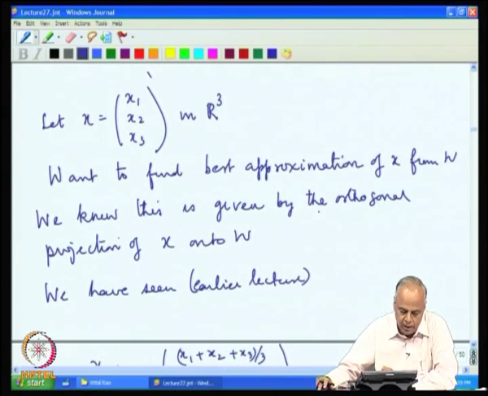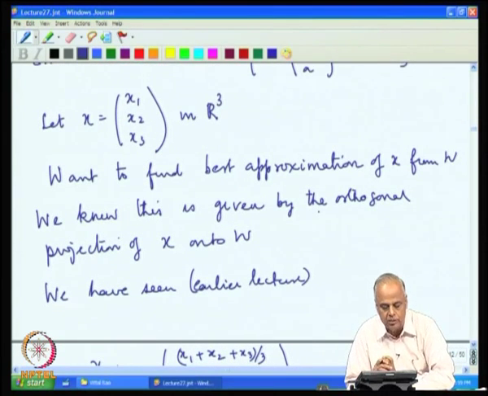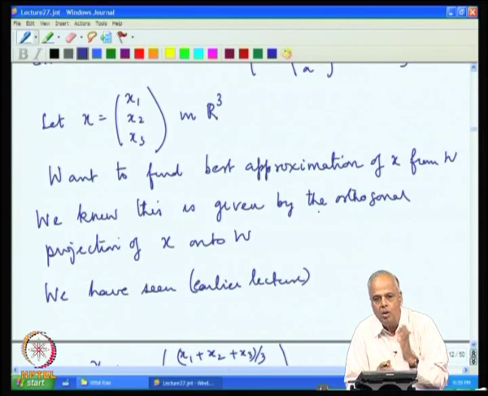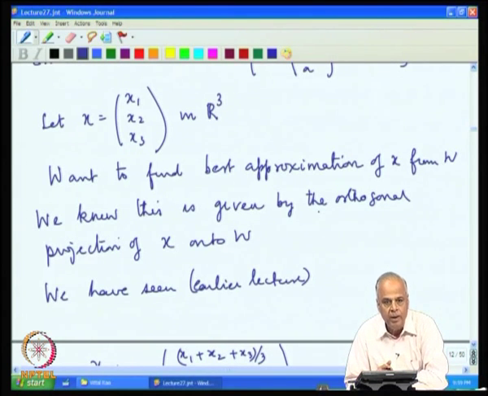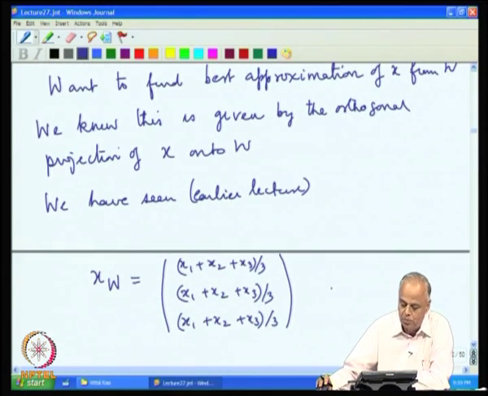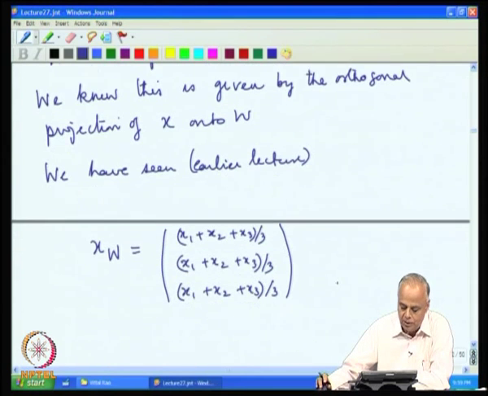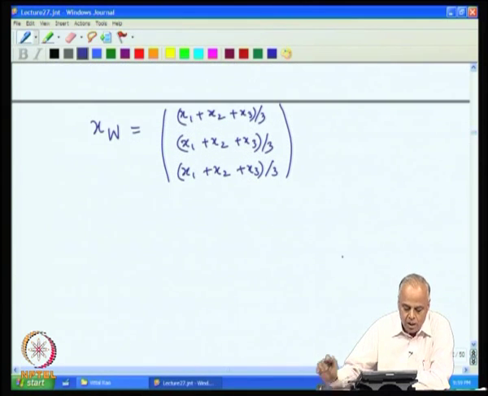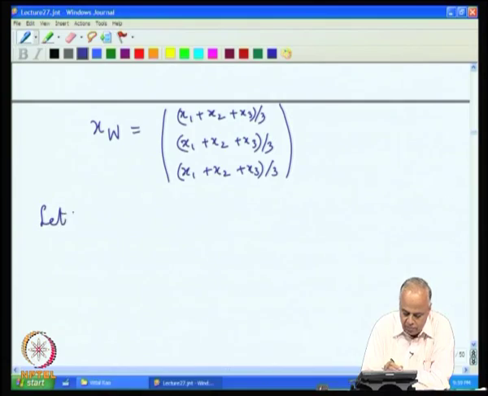So, we have the vector x equal to x1, x2, x3, and W wants all components to be equal. We want to construct a vector from x where all components are equal with least error. The best thing is to take all the components to be the average of the components of x. Now, let us verify this directly.